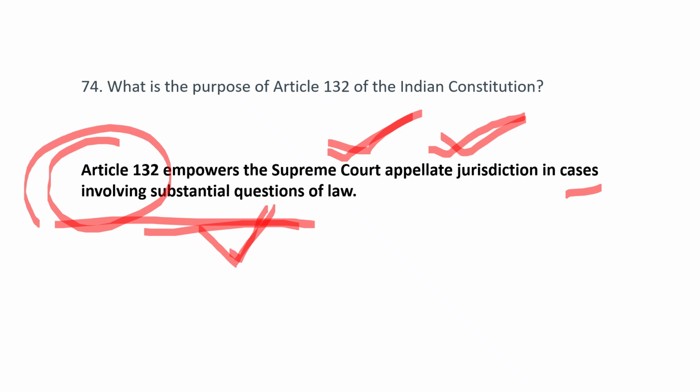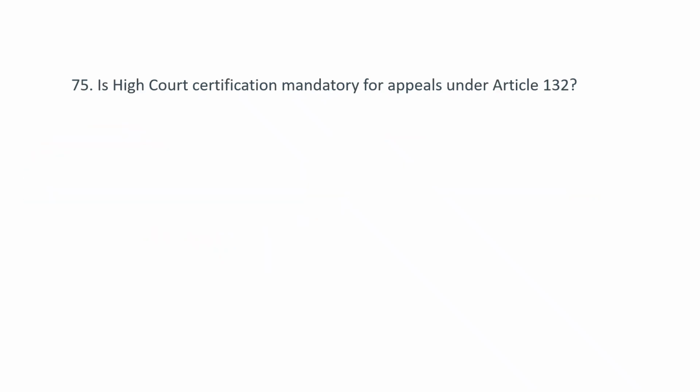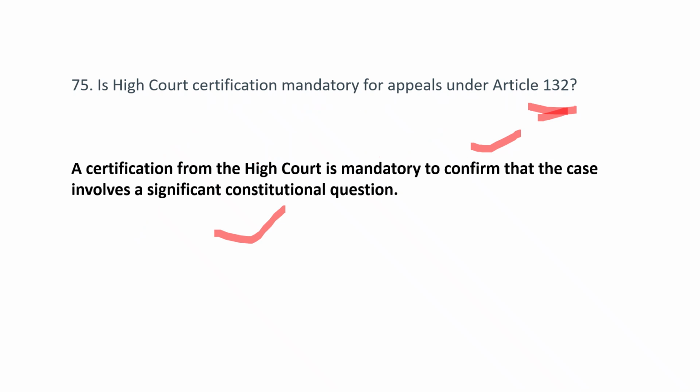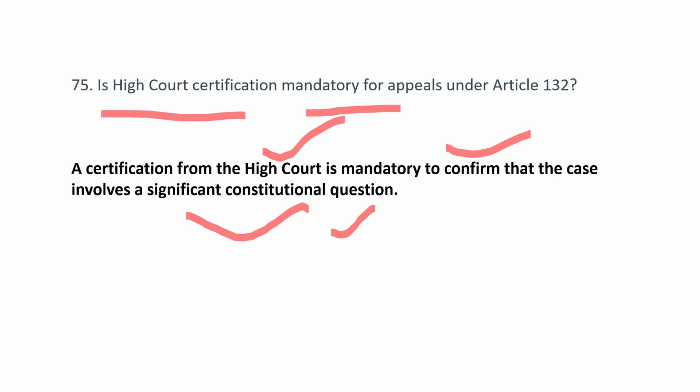The next question. Is the High Court certification mandatory for the appeal under Article 132? The answer is, a certification from the High Court is mandatory to confirm that the case involves a significant constitutional question. In the previous questions, we have already seen the High Court should certify that the case involves significant constitutional questions or significant questions of law. In such cases, the High Court certification is mandatory for appeals under Article 132 also.